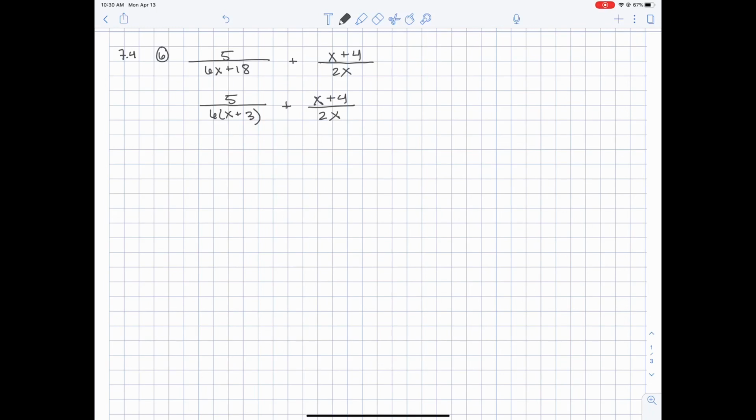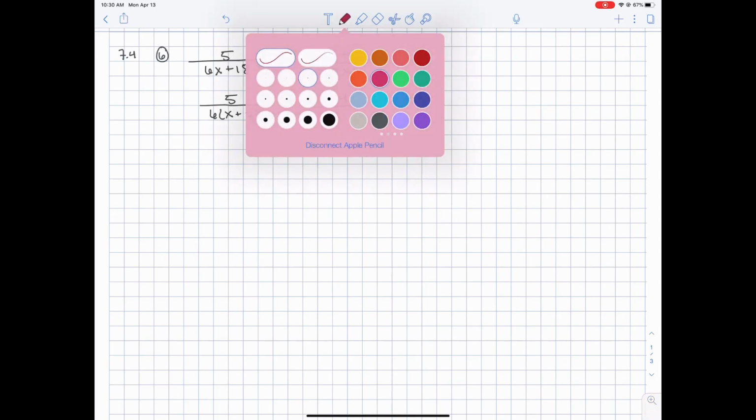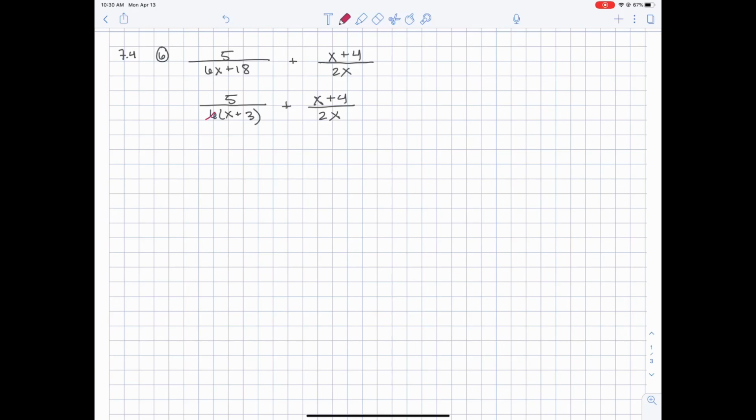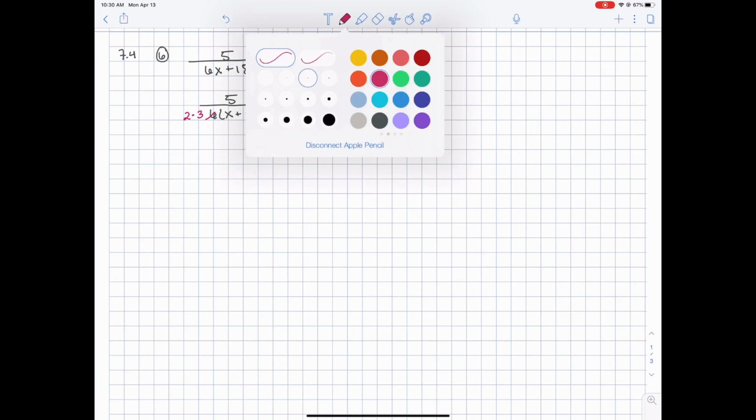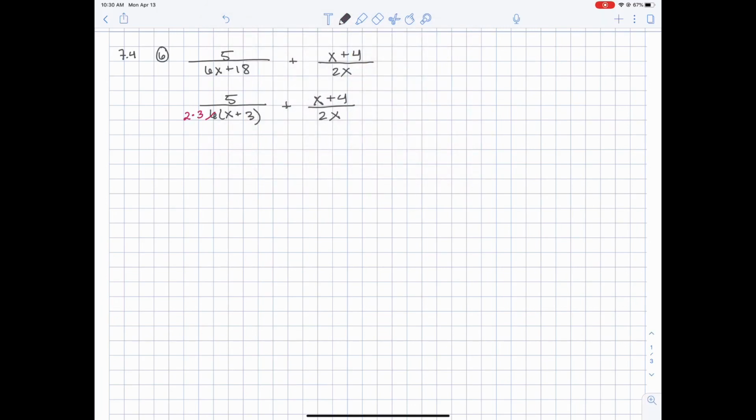So one of the things that I like to do, especially when I have numbers here, is that I'm going to cross out this 6 and I'm going to make it a 2 times 3 so that I can easily see that my denominator is going to be 6, or 2 times 3, times x plus 3. And then I'm going to have that on my other side as well. 6x times x plus 3.